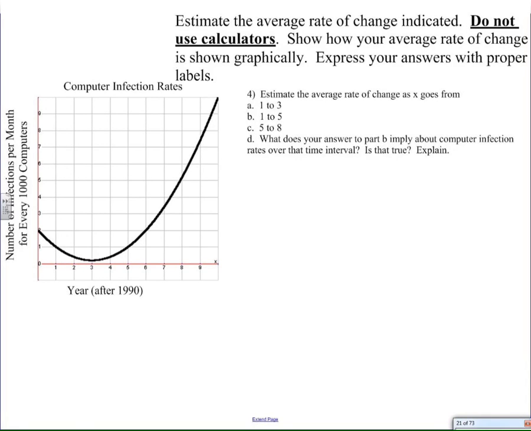Hello, we've got a brief video summary of some of the stuff we discussed in class. Particularly what we're doing is we're studying average rate of change, specifically the graphical support and the interpretation.